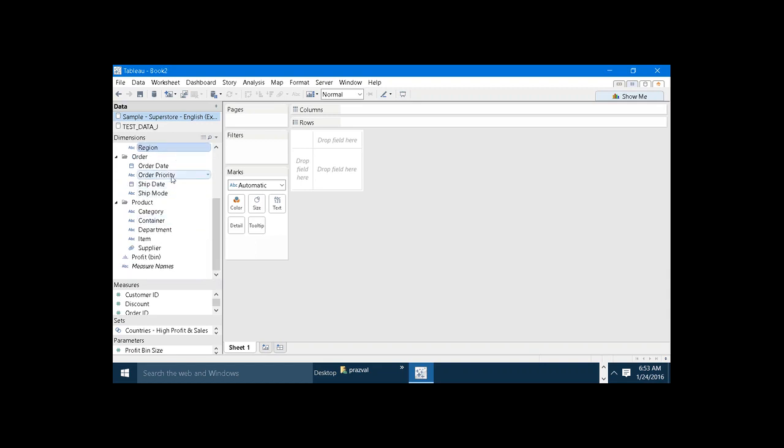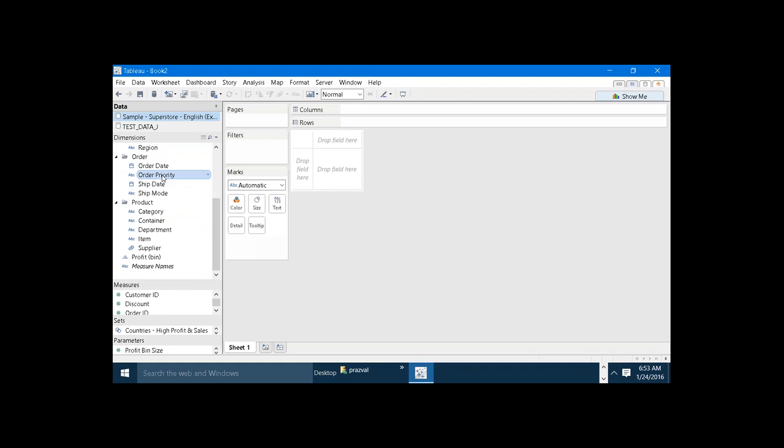So this order date comes under the role playing dimension. Here you see this date is playing two roles. One is order date and the other is the ship date. So always the date comes under the role playing dimension. And next, here we are seeing something called order priority.